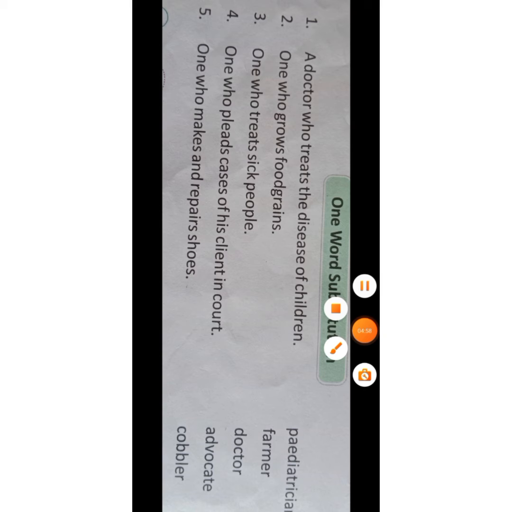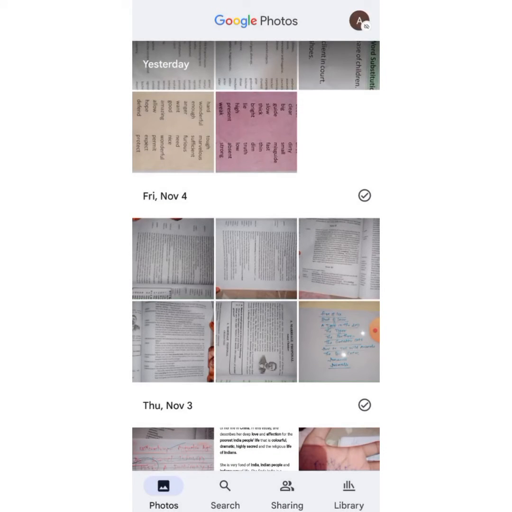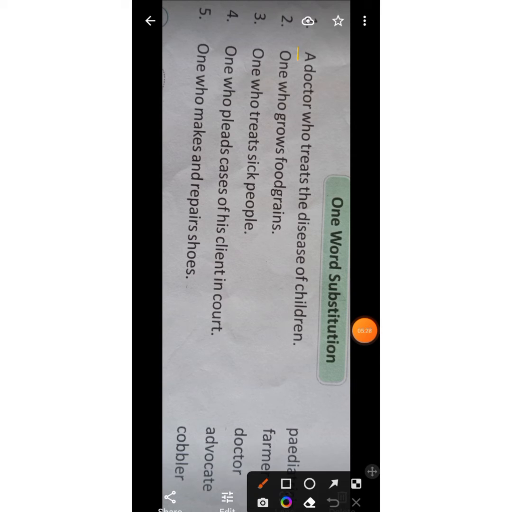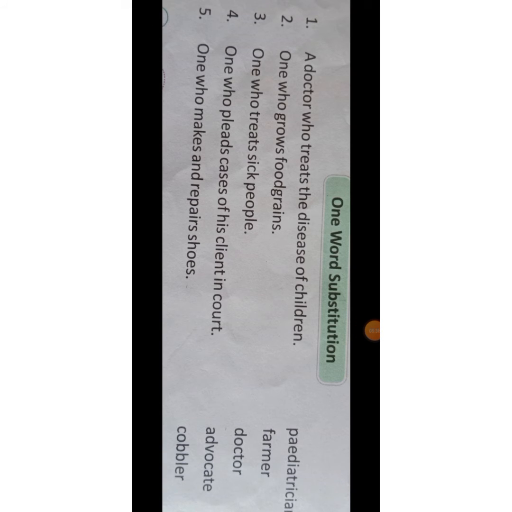So let's begin. One word substitution means a single word denotes one sentence. So let's begin. Number one is a doctor who treats the disease of children, means children doctor. That is called pediatrician. Pediatrician is that doctor who treats the disease of children. And number two, one who grows food grains.